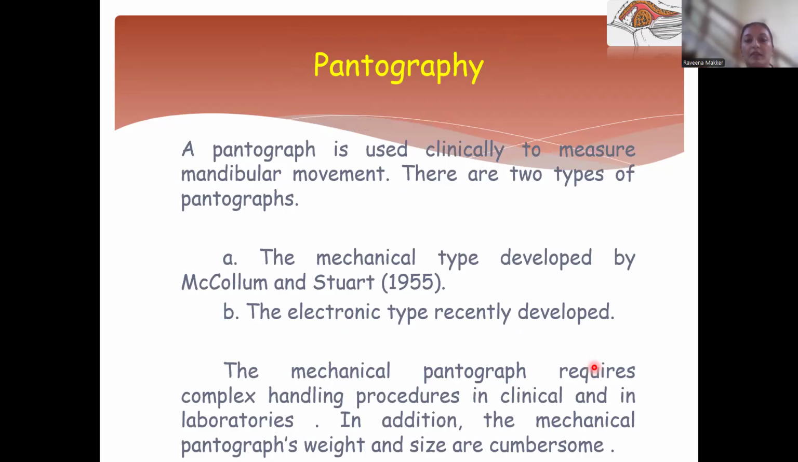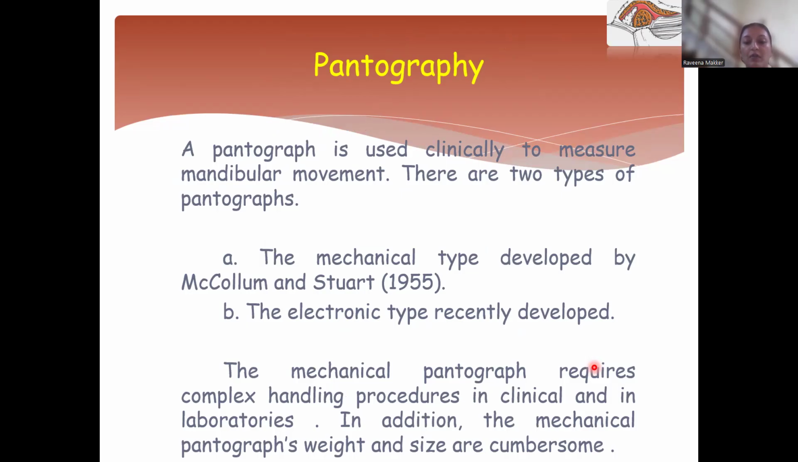Then another method is pantography. A pantograph is used clinically to measure mandibular movement. Now, there are two types of pantographs. One is the mechanical type, which was developed by McCollum and Stuart in 1955, and the other is the electronic type, which is recently developed.